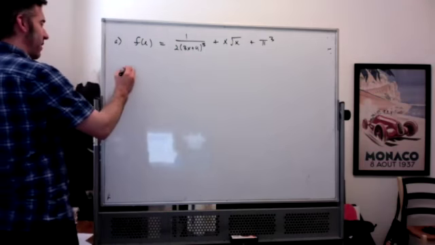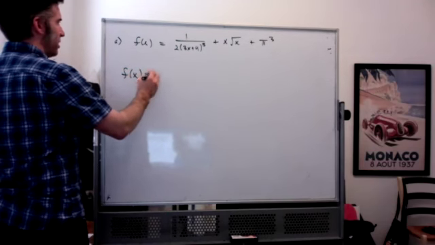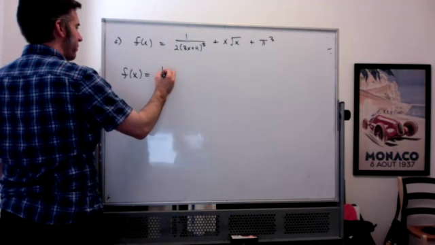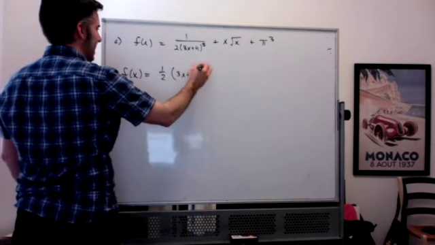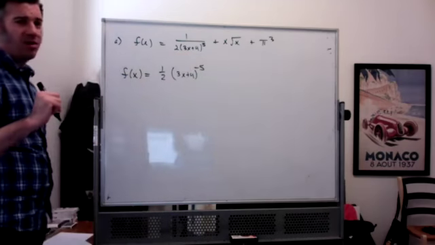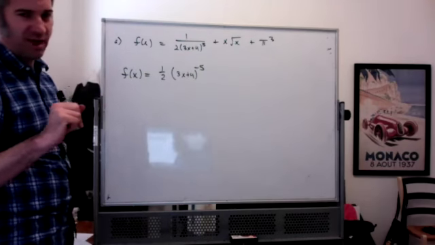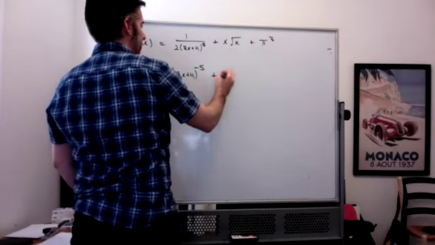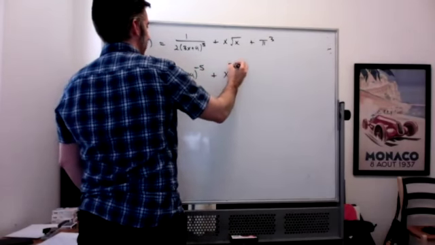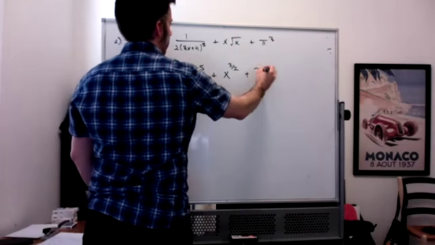I'm just going to simplify. I'm going to write this as 1/2 times 3x plus 4 to the negative 5th. I really don't want to use the quotient rule here unless I have to, and I don't have to. And then x times x to the 1/2 is x to the 3/2 power plus pi cubed.